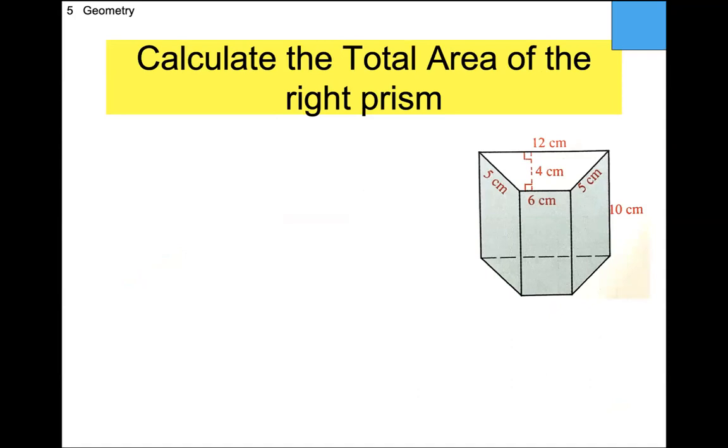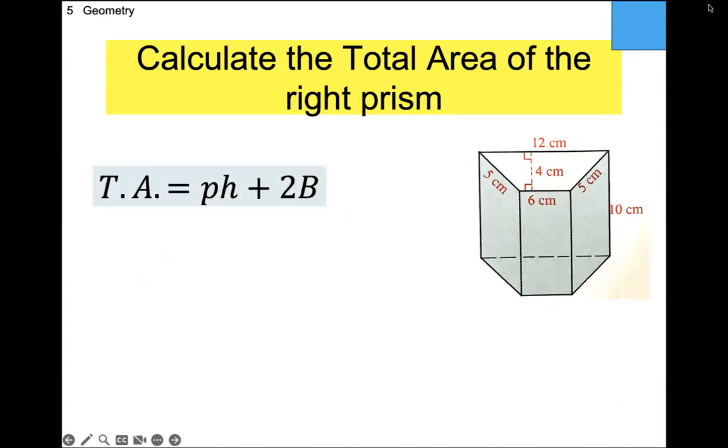So it's telling me it's right. We're going to calculate its total area, in other words, its surface area. So before you panic, you identify the shape, you write the formula. So I need the perimeter of the base. I'll try to highlight this for you. So let's see, the perimeter of the base, I'll do it in blue here.